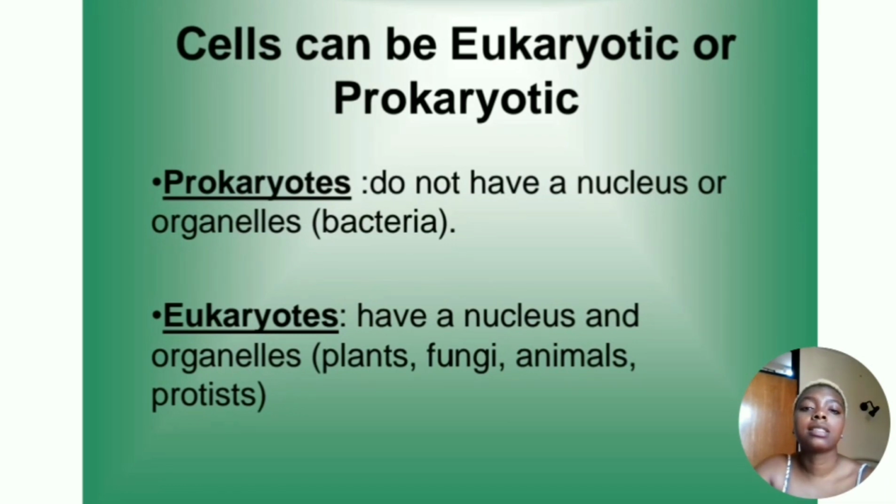Okay, so there are different types of cells. We have eukaryotic cells and prokaryotic cells, where prokaryotic cells do not have a nucleus or organelles, so we can classify them like bacteria, and eukaryotes have a nucleus and organelles, such as plants, humans, animals, and so forth.